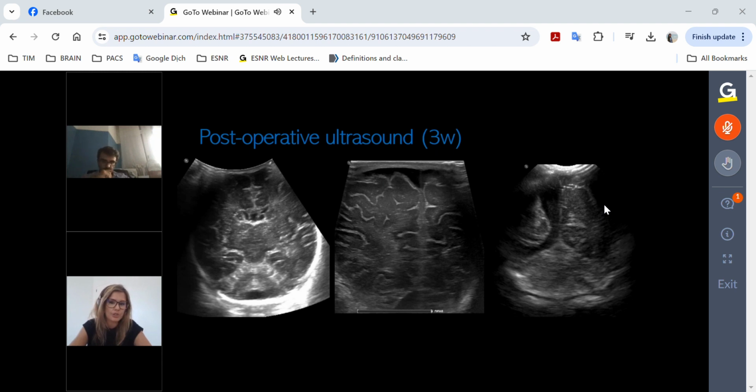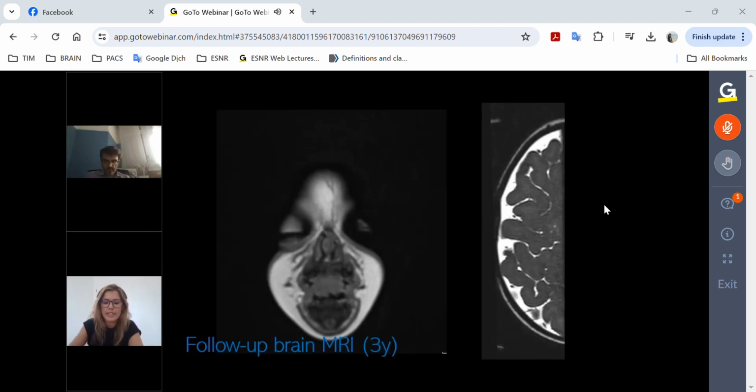So of course, this baby was operated on urgently to drain the hemorrhage because of the mass effect. And the post-operative examination was unremarkable.